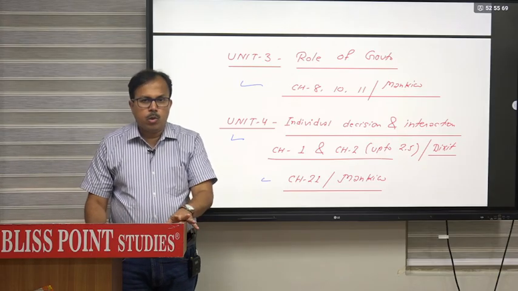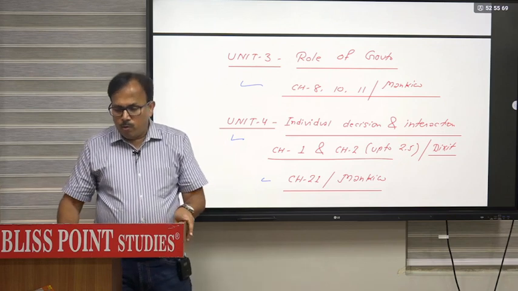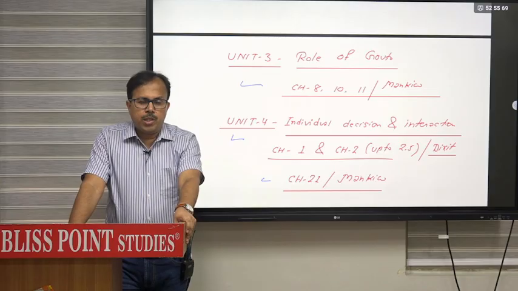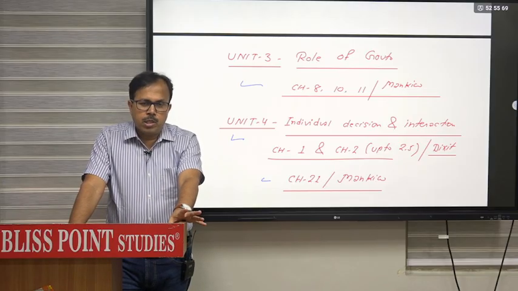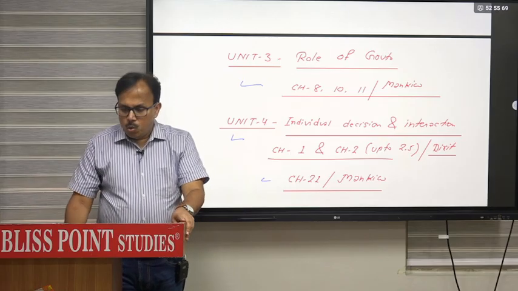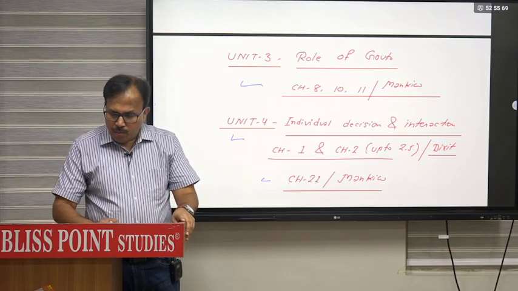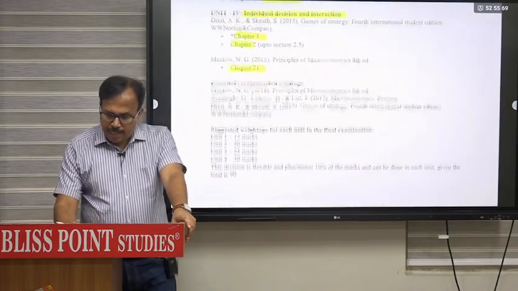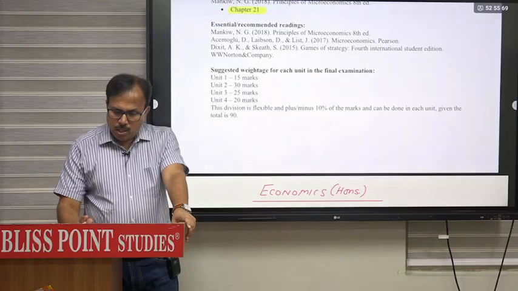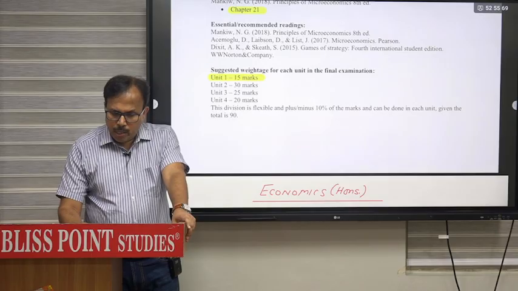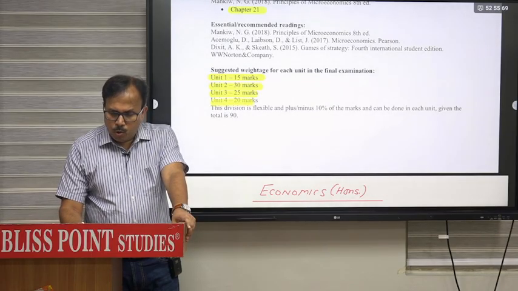Okay, so these are the 4 units. What we will be doing is focusing initially on unit number 2 and 3, which is the bulk of your syllabus. You can start with unit number 2 and 3, but before that just see the end semester weightage of this section. Unit 1 is 15 marks, unit 2 is 30, unit 3 is 25 and unit number 4 is 20.